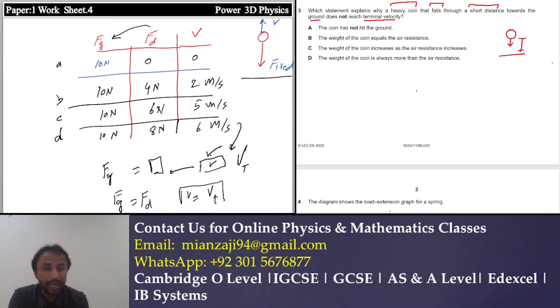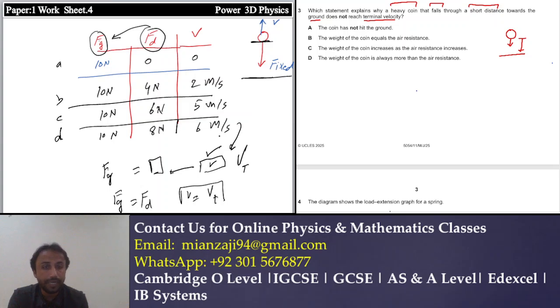And we need a value, but before attaining this value, this coin falls toward the ground due to the short distance. The problem is the short distance. As the distance is short, the velocity is not enough to make this weight equal to this one. Hope my concept is clear to you. Velocity is not enough to make this drag force equal to this weight. It means weight is always higher than this drag force.